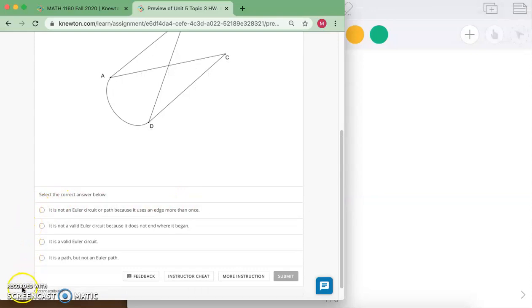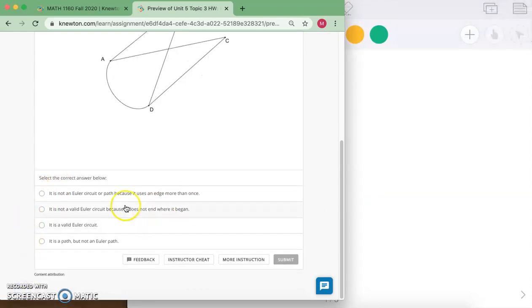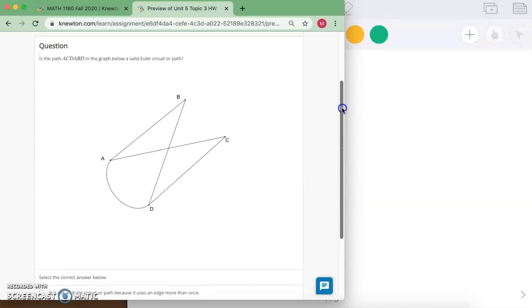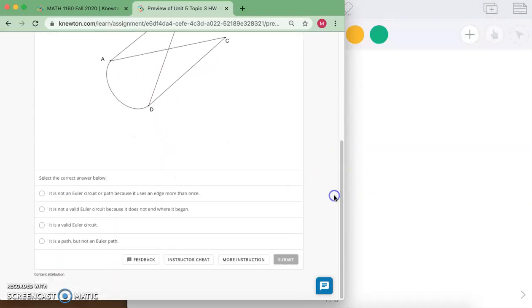All right, so our options are: it is not an Euler circuit or path because it uses an edge more than once. Well, we didn't use an edge more than once, but it's not an Euler circuit because we don't end where we began. See how we started at A and we ended at D. So that's right there off the bat. It is not a valid Euler circuit because it does not end where it began. Well, we know that's true. So let's just double check everything else.